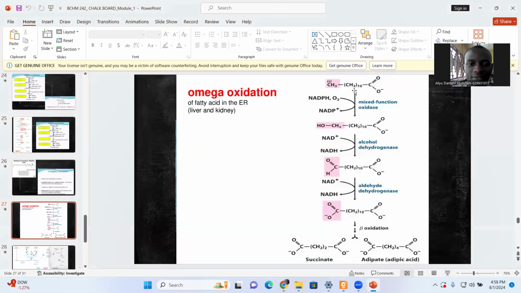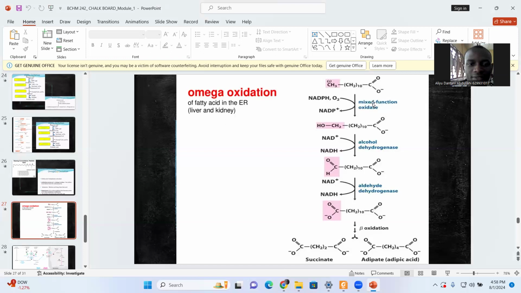Okay, so this is your omega carbon. This is a summarized pathway to show what happens during omega oxidation. Mixed function oxidase converts this fatty acid, right? CH2, 10, 11, 12. So here we are dealing with a fatty acid with 12 carbon atoms, right? 10 here, plus 1 here, 11, plus 1 here, 12.